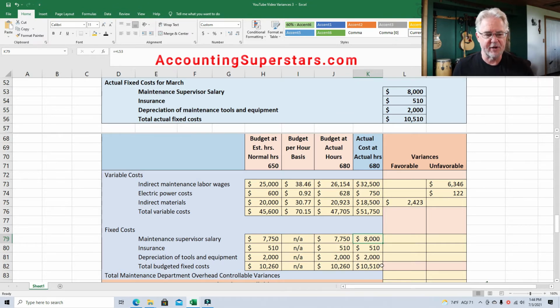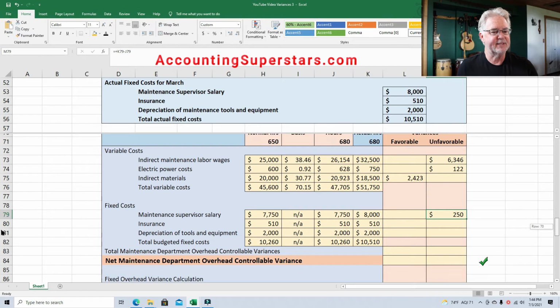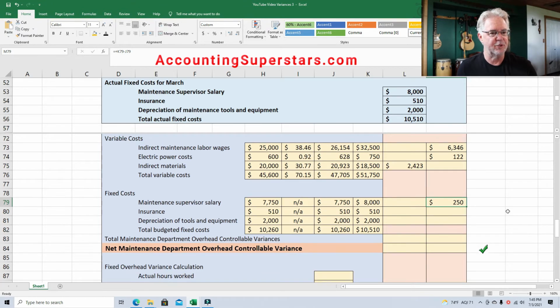So let's figure out the variances. Well, for most of them, it's going to be pretty easy. So for the maintenance supervisor salary, the budget was $7,750. The actual was $8,000, so they were over budget. So that's unfavorable. But the others, there was no change. No change at all. All right. So now let's get some totals here. We've got some variable cost variances and one fixed cost variance. Let's get some totals.